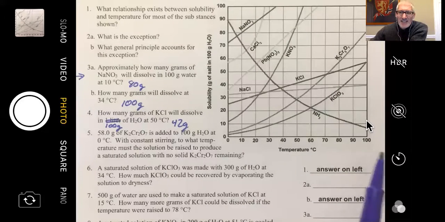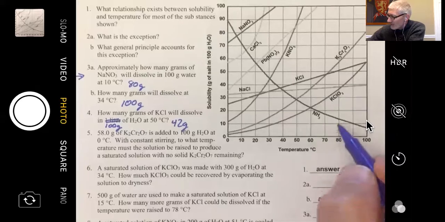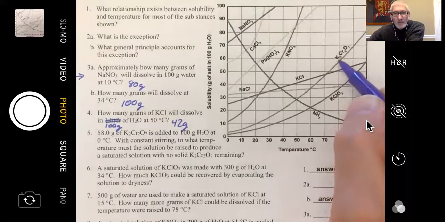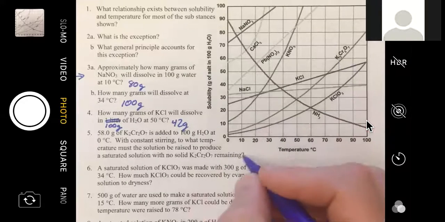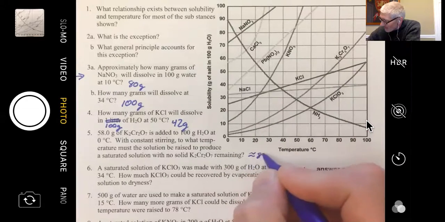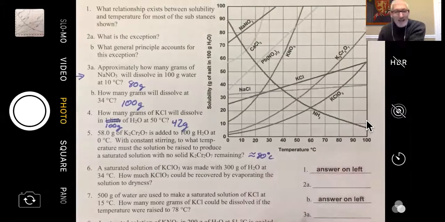So Dylan says 80. Stella, what do you think about 80-ish degrees? Yeah, I agree. Okay, and I totally agree too. So we would have to get this up to about 80 degrees. And at that point, all of it would be dissolved in.